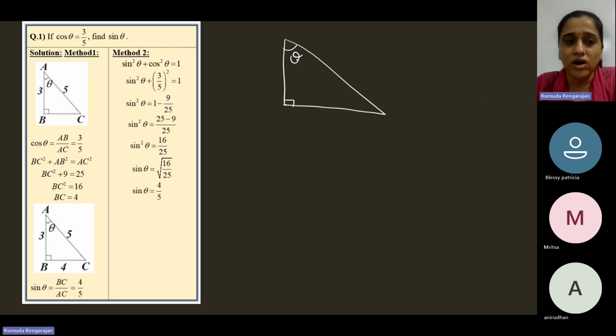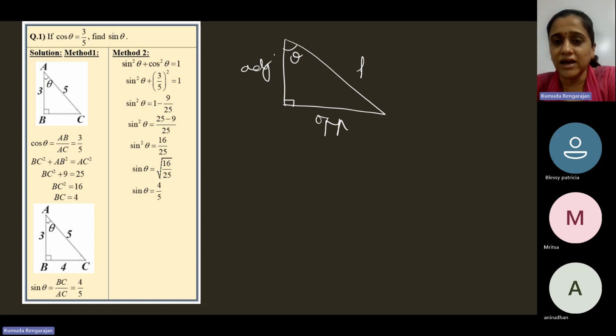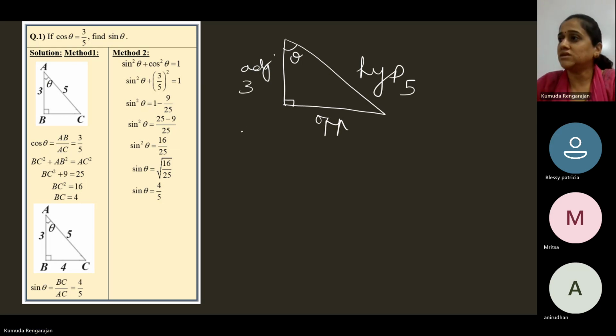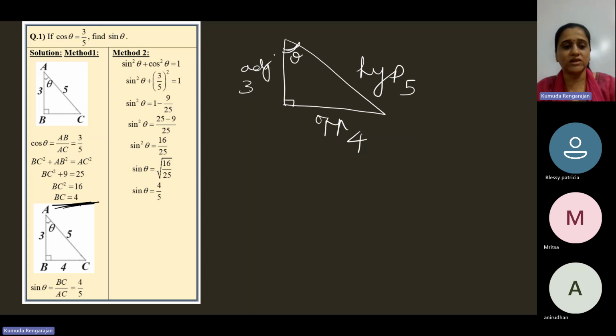So cos theta is adjacent by hypotenuse. This is the adjacent side. This is the opposite side. This is the hypotenuse. So adjacent by hypotenuse, the ratio is 3/5. Cos theta is 3/5. So using Pythagoras theorem, you can find this side. You'll get 4. That's what you see in the working till here. I'll give you time to go through this working.